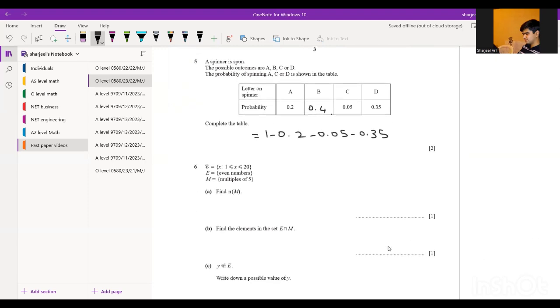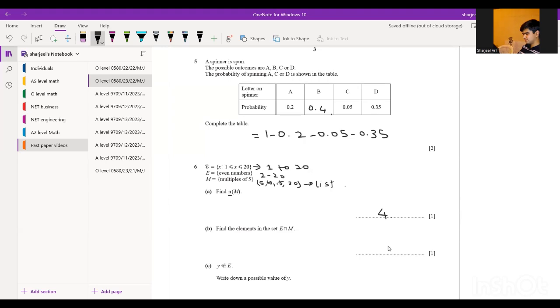Question number 6 is from sets. We have the universal set of numbers from 1 to 20. Among them, we have the even numbers, that would be 2 to 20, and the multiples of 5, that would be 5, 10, 15, and 20. We have to find the number of elements in M. So there are 4 elements in M. So our answer will be 4. The n sign means we have to find the number of elements. If they ask you to list the numbers, then that is a list. So in this case, the answer is 4.